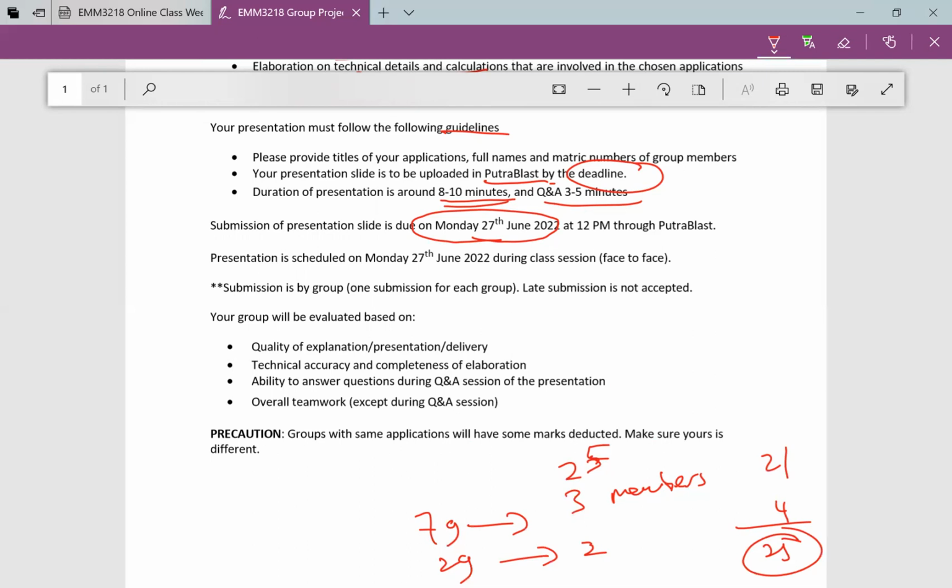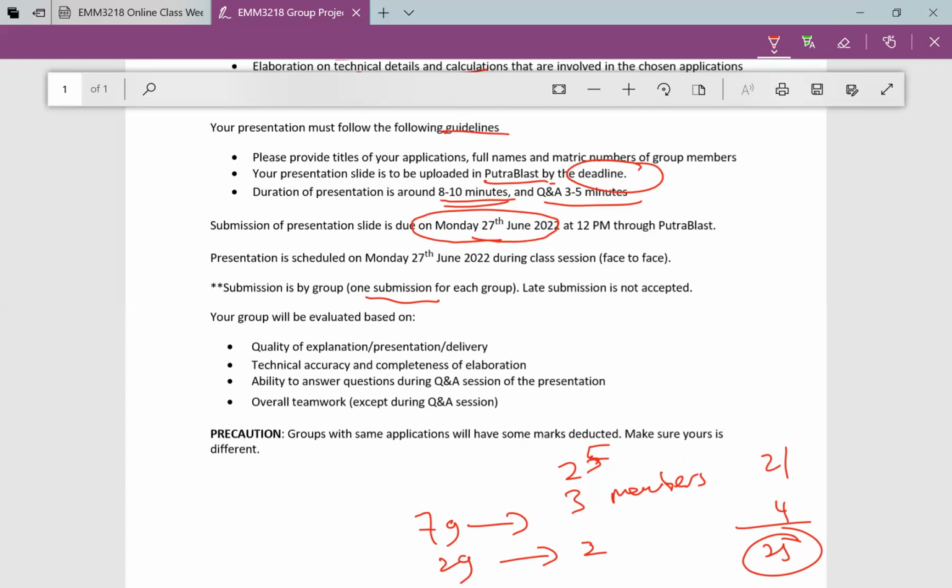So it's only one submission for the slide, one submission for each group. And I just need to remind you that I think every semester there was always a case that at least one group did not submit. So, for example, there are 3 students in the group and none of them submitted the document. So it's a 0 for that part, right?